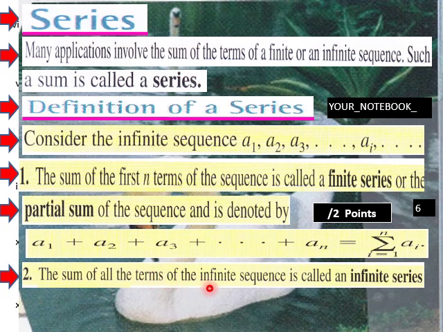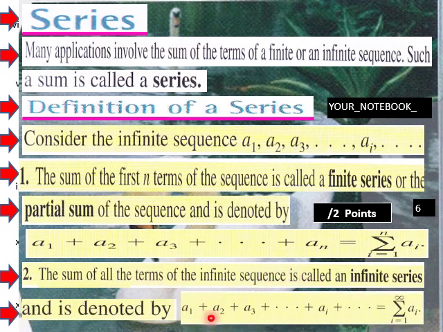The sum of all the terms of the infinite sequence is called an infinite series, and is denoted by this here, where you have this symbol up here. Your upper limit would be your infinity symbol, and then your lower limit would be 1, and then a sub i.